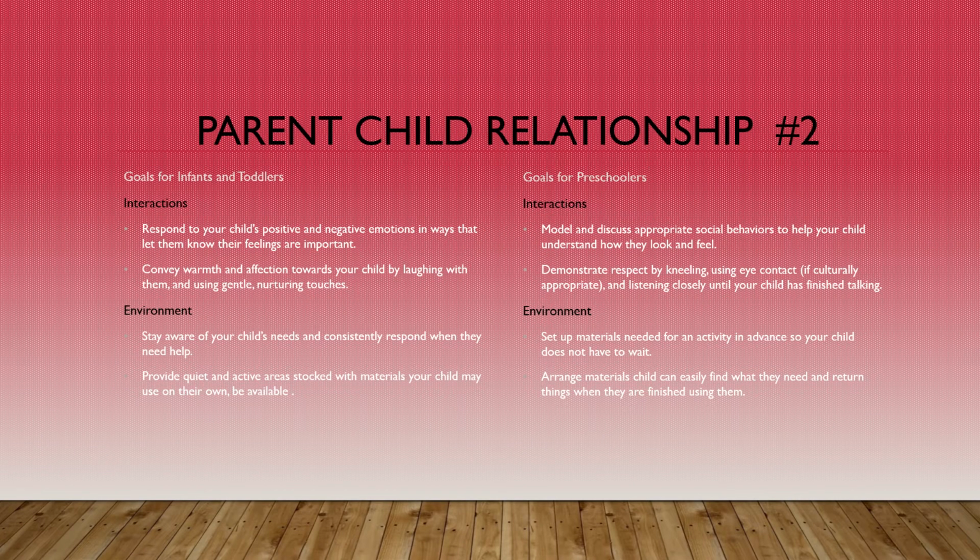This is the second half of 3 parts of the parent-child relationship. We'll start with the goals for infants and toddlers. As I had spoken earlier, it's about interactions and their environment. And some of the strategies we can use for interactions is, as I've said before, respond to your child's emotions, their positive and their negative ones, in ways to let them know that their feelings are important.